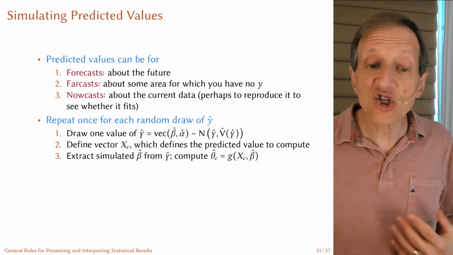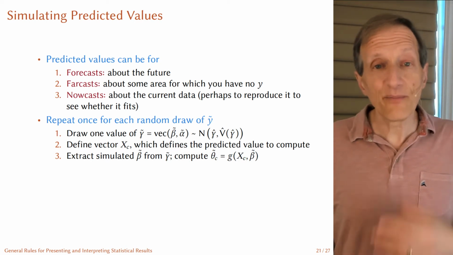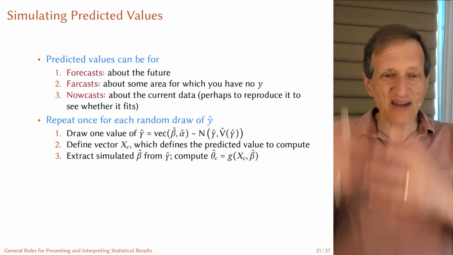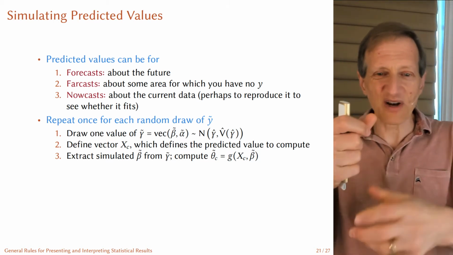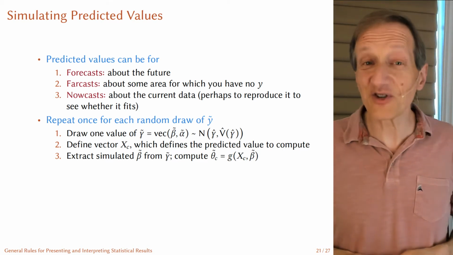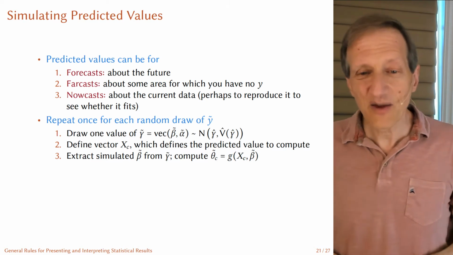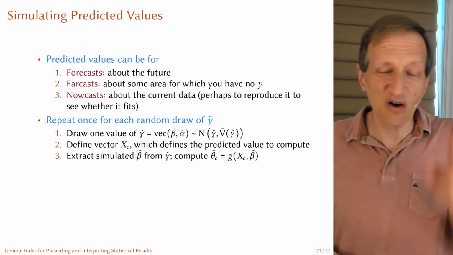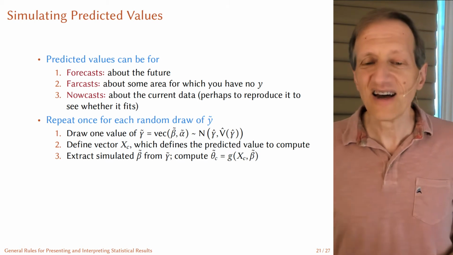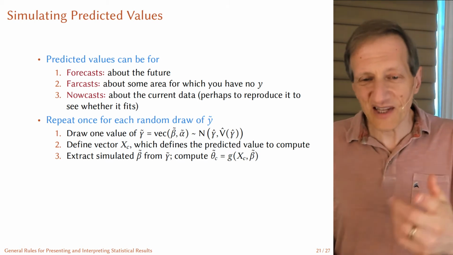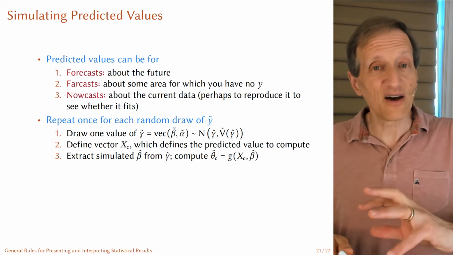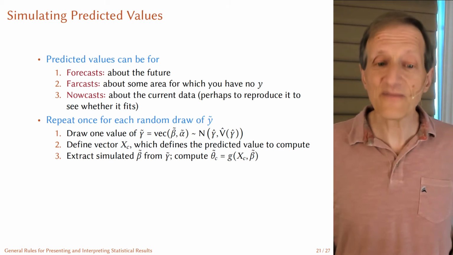We're going to extract the simulated beta from gamma, right? Because gamma is the vector of beta and alpha stacked on top of one another. So we're going to just pull off the betas. We're going to stick them into this function g. So we have g of x of beta tilde. If that's a logit, it's 1 over 1 plus e to the minus x sub c beta tilde. And if it's linear, it's x sub c times beta tilde, etc. So now we have simulations of theta tilde C.